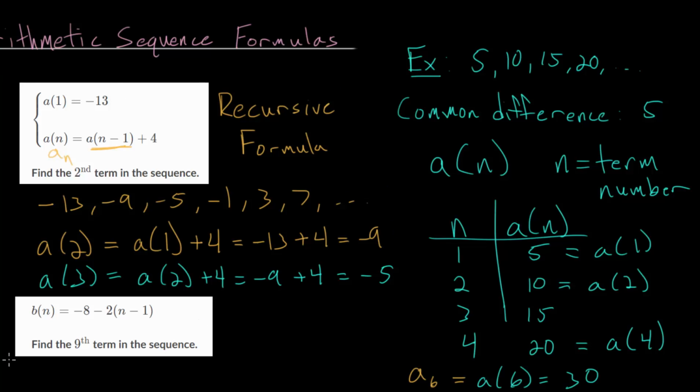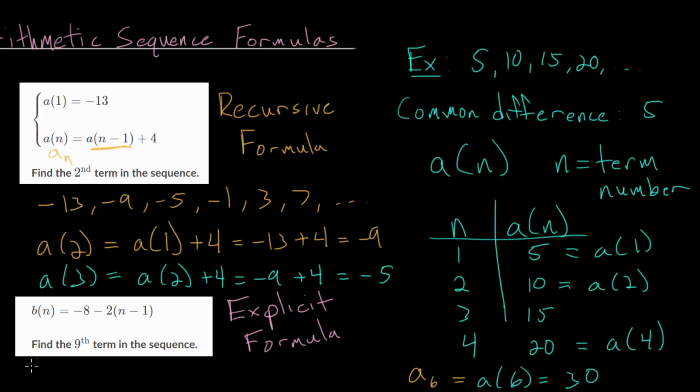So the next formula type we'll look at, these are called explicit formulas. Or in other words, we will just call this the explicit formula. Now, these formulas are useful if we want to find a term that's maybe really high up in the sequence without having to generate the entire sequence.